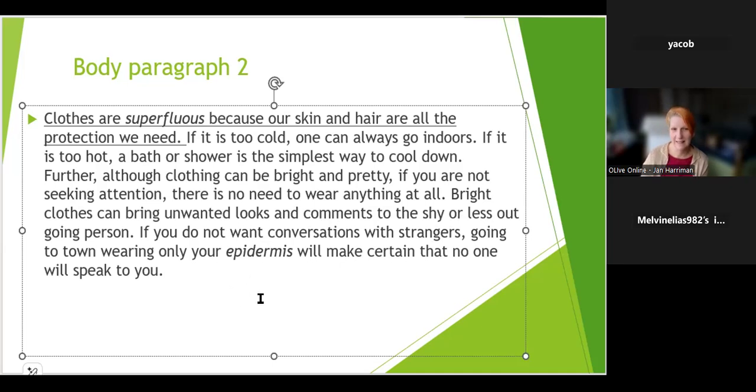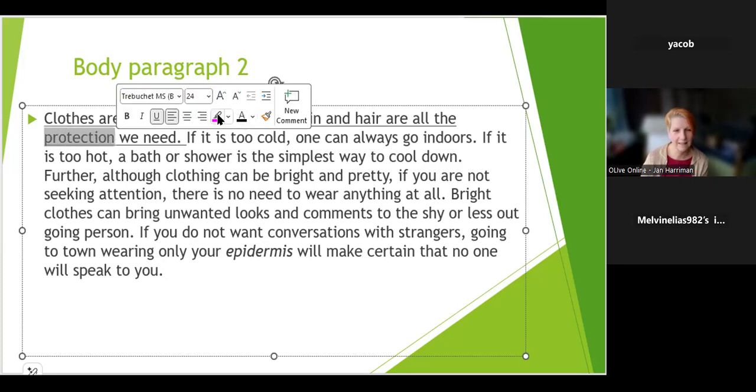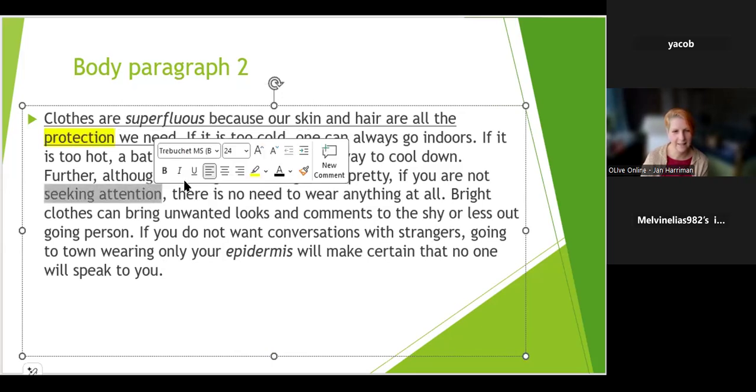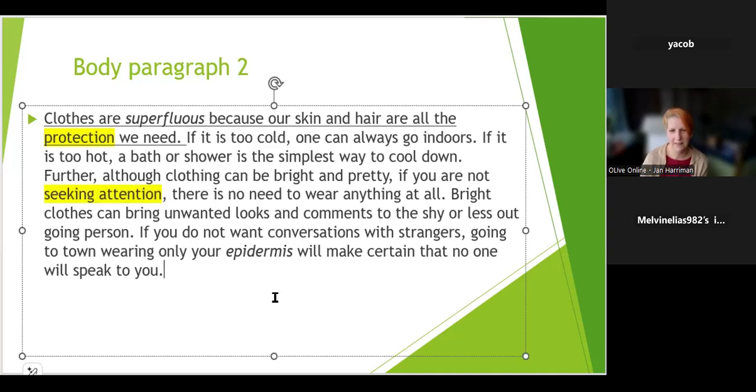All right. So, what are the ideas? We've got protection, right? And attention. So we've got protection and attention. Then we have examples for each of them.